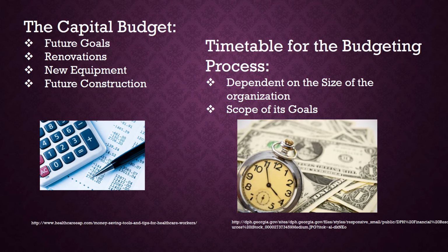A capital budget is nothing more than an organization's vision of its future goals. A capital budget would be used for renovation of the existing physical plant, the equipment used by the organization, and any future construction plans. The timetable for the budgeting process is the timetable for creating a budget for an organization, which will depend upon its size and the diversity and scope of its goals.